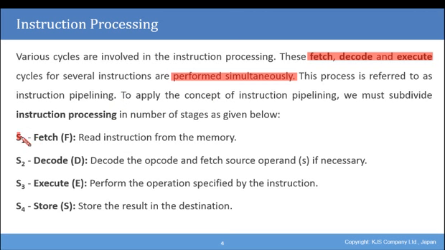So the stages we have are stage 1, stage 2, stage 3, and stage 4. In stage 1, we use the fetch stage. This will read an instruction from main memory. In stage 2, we have the decode stage. From this instruction, we then decode the opcode and fetch the source operands if necessary. In stage 3, we have the execution stage. We perform the operation specified by the instruction. In stage 4, we have the store stage. Here we just store the result in the required destination.